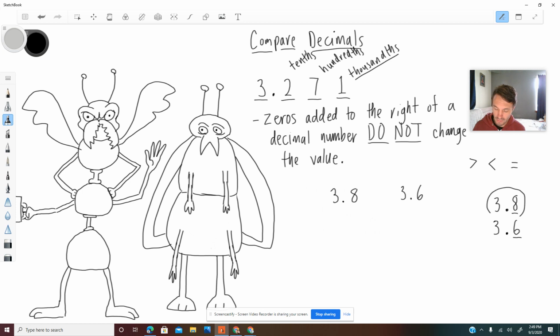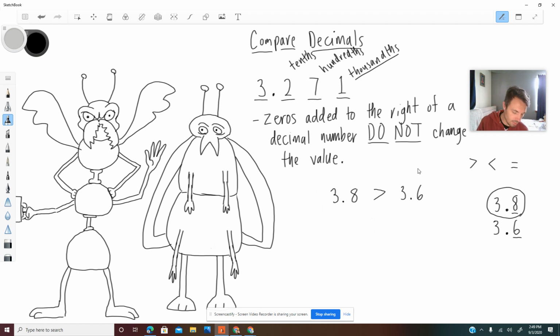Therefore, this number's bigger. You start at the left, moving your way over to the right until you find a number that has a larger digit than the other number has in that same place value position. So 3 and 8/10 is bigger than 3 and 6/10. Okay? So that's how you tell which decimal number is bigger.